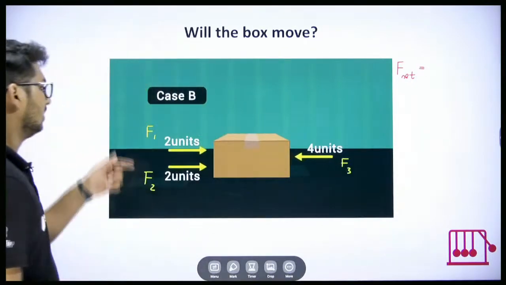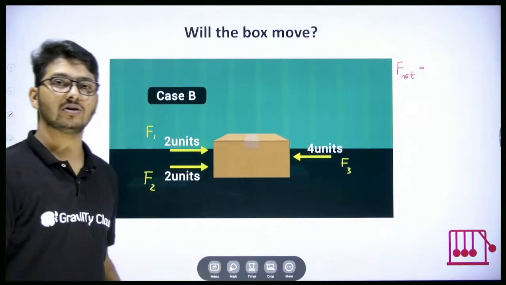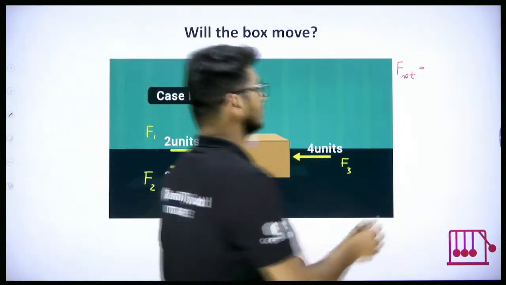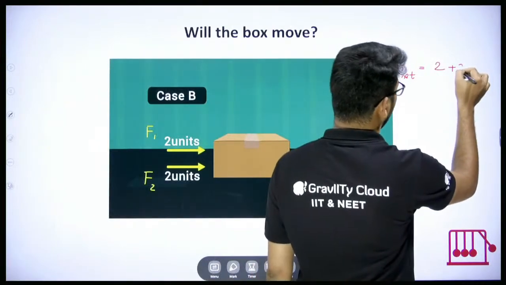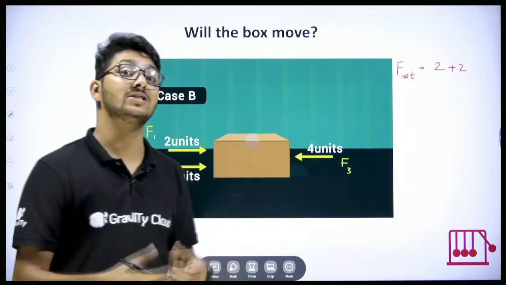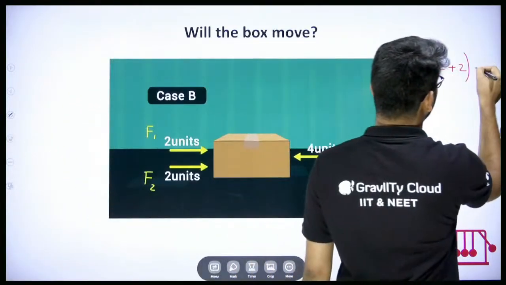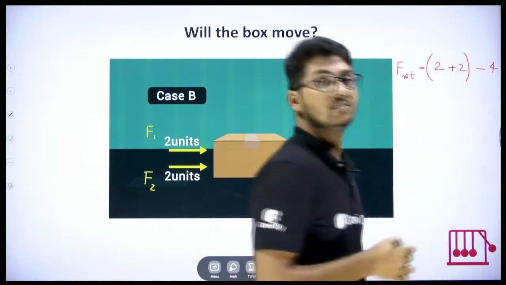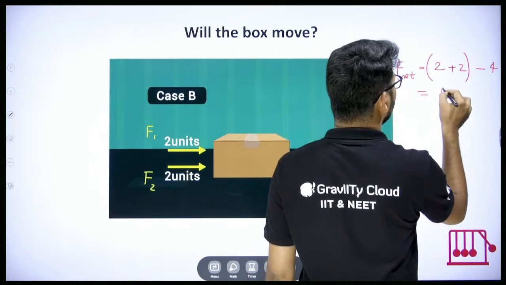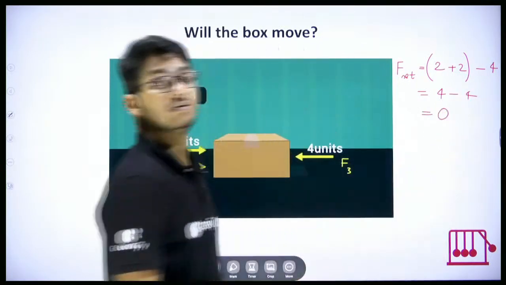For net force, these two forces are in the same direction, 2 units and 2 units. So what will you do about these two? You will add them, 2 plus 2. But this 4 units is in the opposite direction. Opposite direction, you do what? You subtract them. So 2 plus 2 minus 4. What is that going to be? 4 minus 4. Net force is equal to 0.